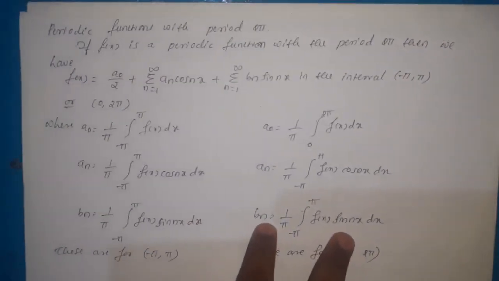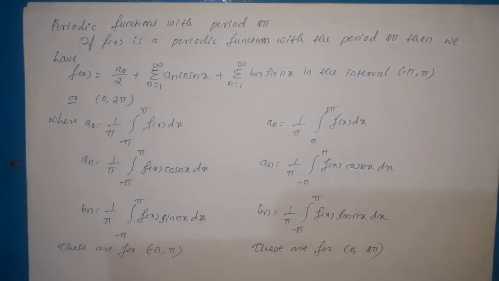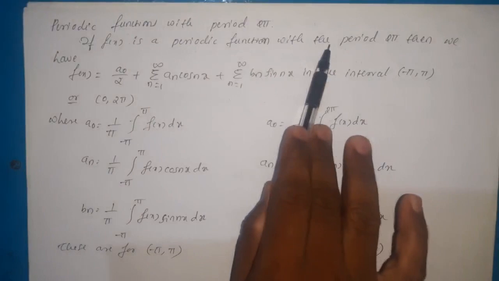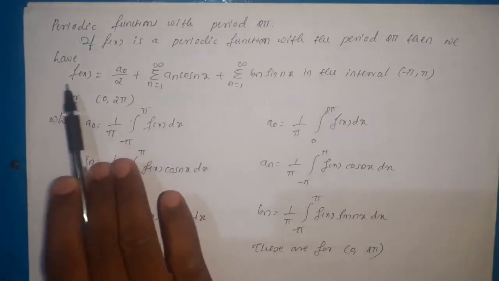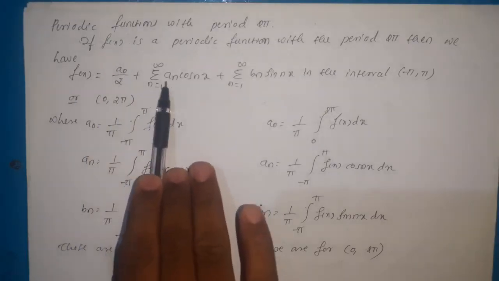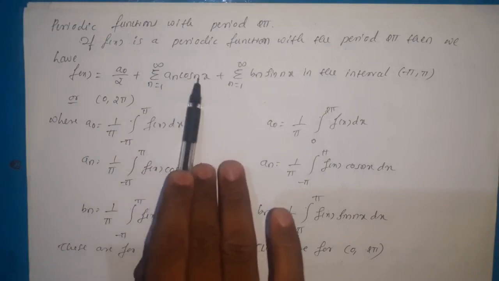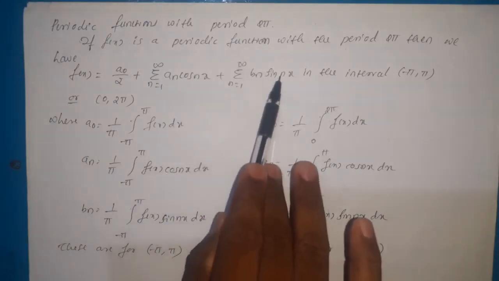Next let us discuss the Fourier series in the interval with the period 2 pi. So if the function is having the period 2 pi, then how to write the Fourier series? So if f of x is a periodic function with the period 2 pi, then we have f of x is equal to a naught by 2 plus summation over n equal to 1 to infinity a n cos nx plus summation over n equal to 1 to infinity bn sin nx.